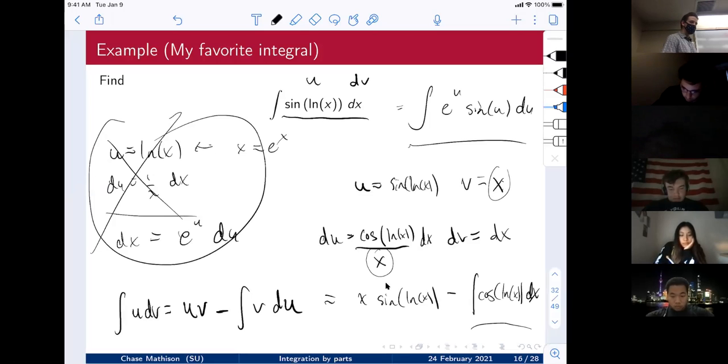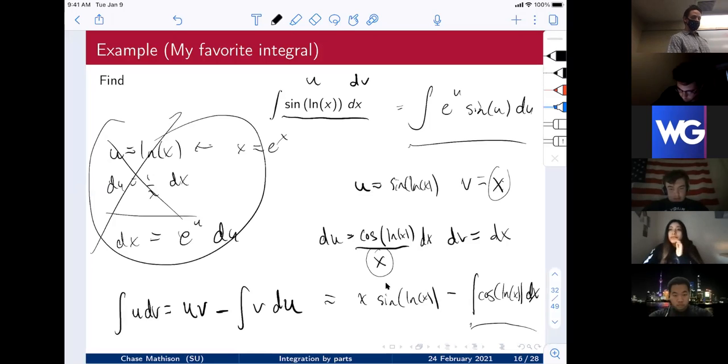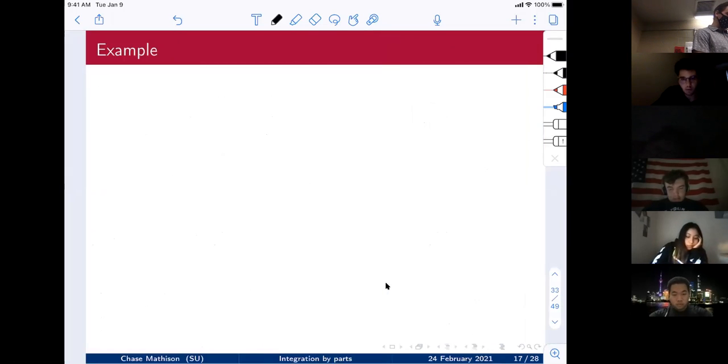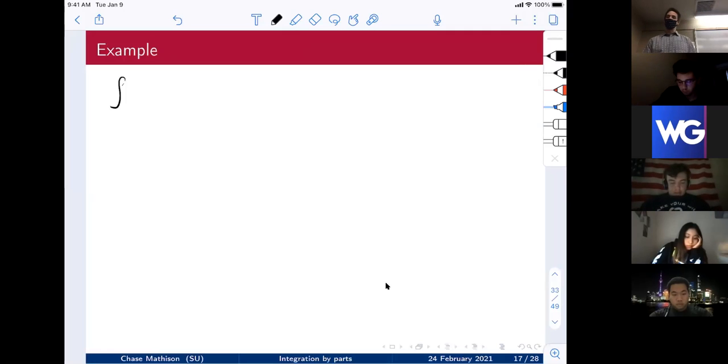So looking at this, it is almost identical to the integral we just did. So I'm going to do integration by parts again, but now on cosine of natural log of x dx. You guys are gonna love this. This is like a murder mystery. When you find out who done it, oh, it's so wonderful. All right, so let's look at the integral of cosine of natural log of x dx.